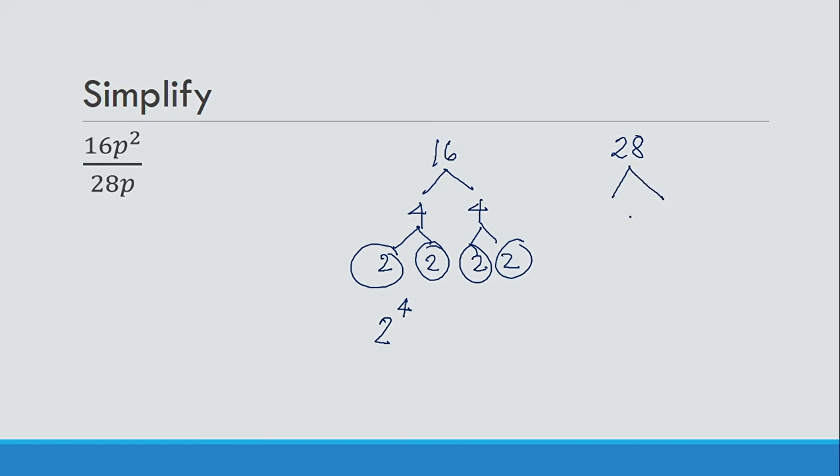So possible factors of 28 are 2 and 14. 2 is prime, but 14 is not. So we can just branch this out. This is now 7 and 2. 7 and 2 are prime numbers, so that's the end of our branching. Now this is 2 to the power of 2 because there are two 2's in here, and then we are multiplying that to 7.